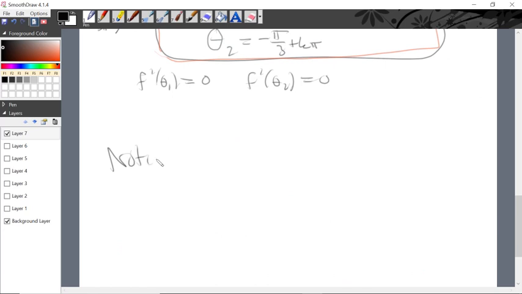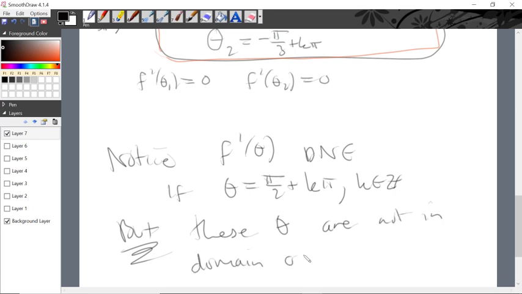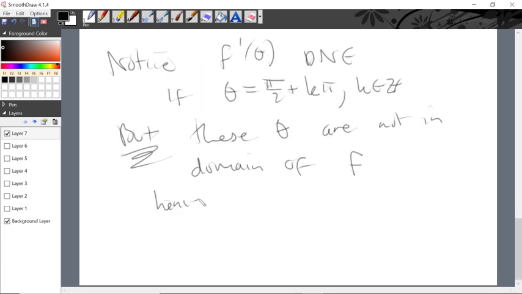Notice, f prime of theta does not exist if theta equals pi over 2 plus k pi, where k is an element of the set of integers. But these theta are also not in the domain of f, the original function f. Hence, theta equals pi over 2 plus k pi do not qualify as critical numbers for this problem.